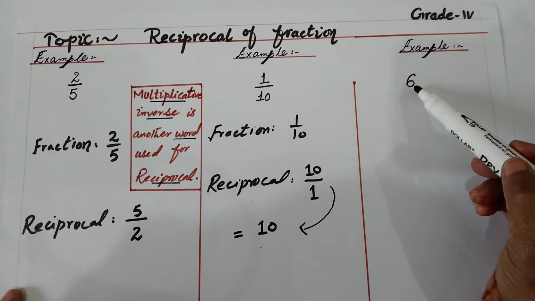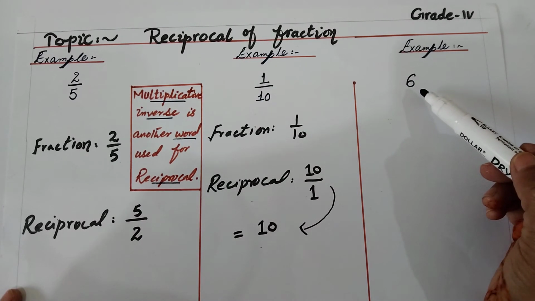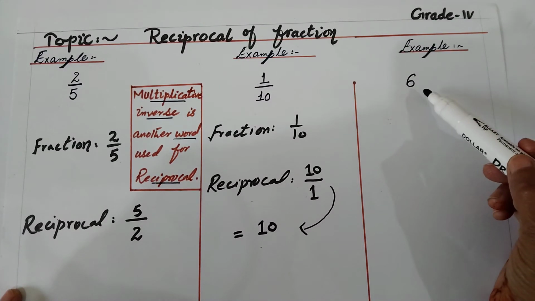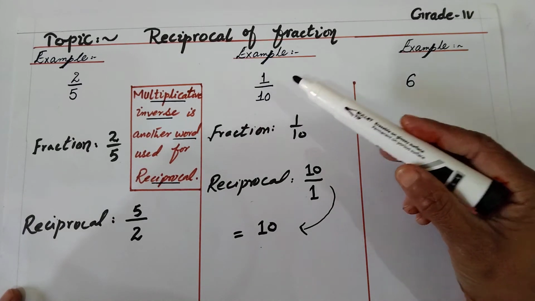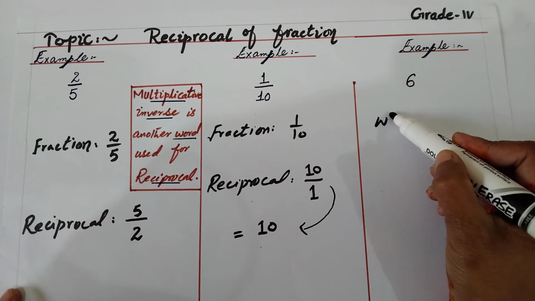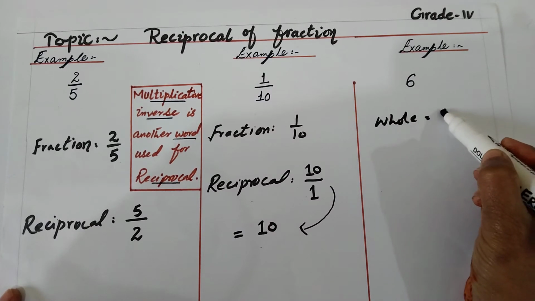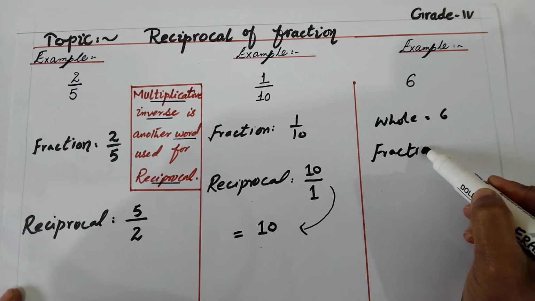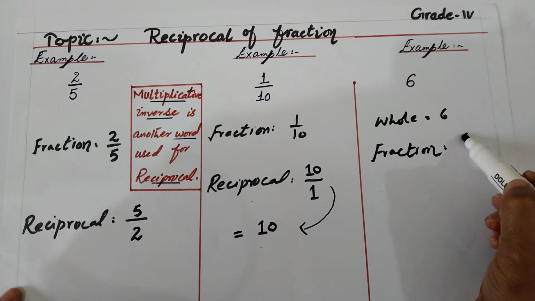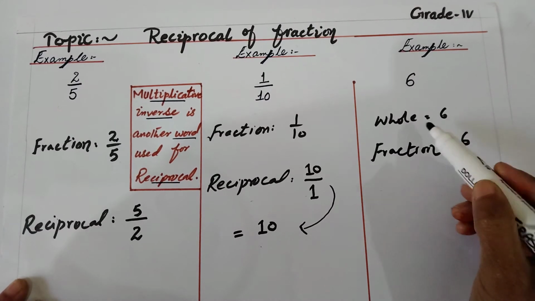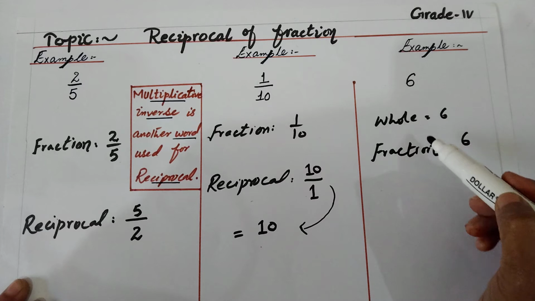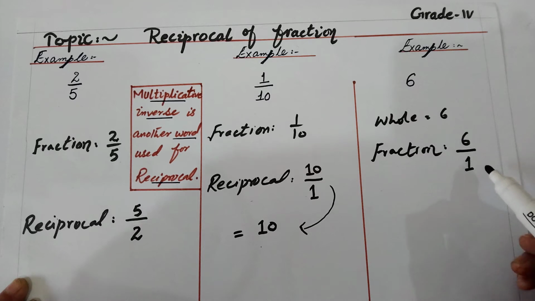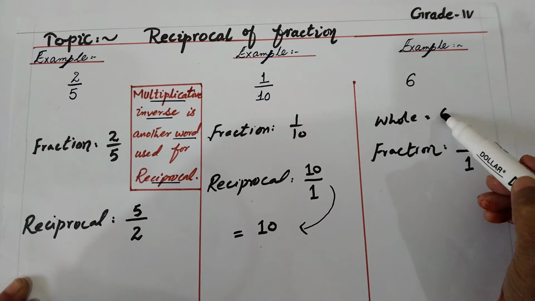6. Now 6 is a whole number. Whenever you have to find the reciprocal of a number given as a whole number, not in fractional form like this, here 6 is our whole number. To write 6 in the fractional form, 6 will be the numerator, and to convert this whole number into a fraction, you can write 1 as the denominator, because 1 will not affect the value of 6.